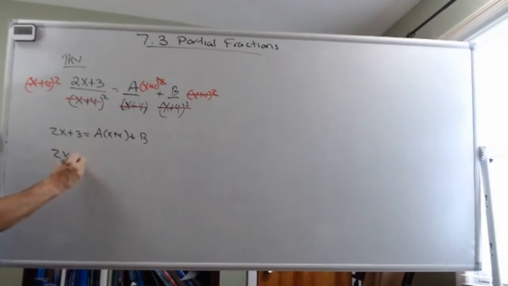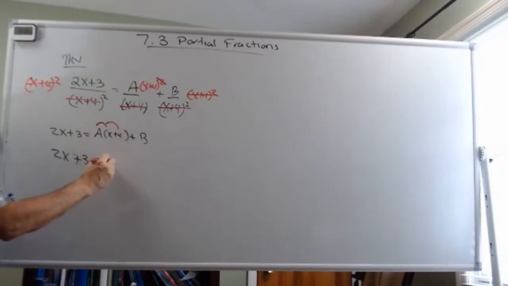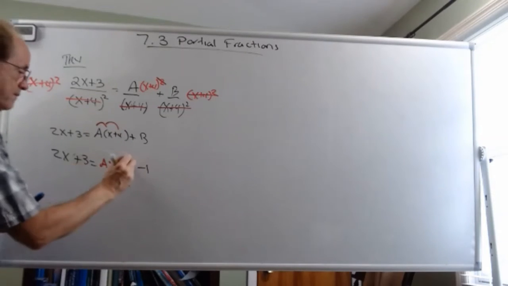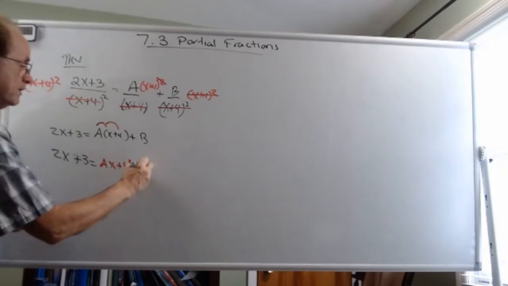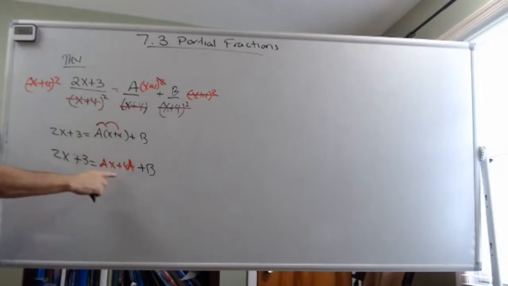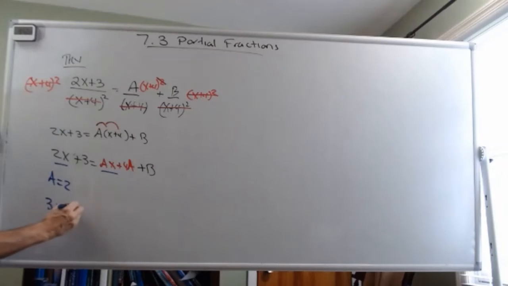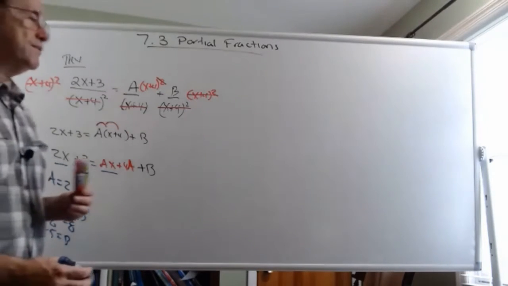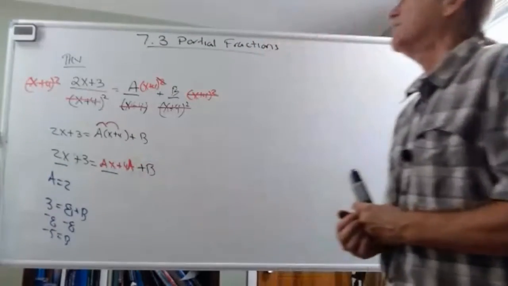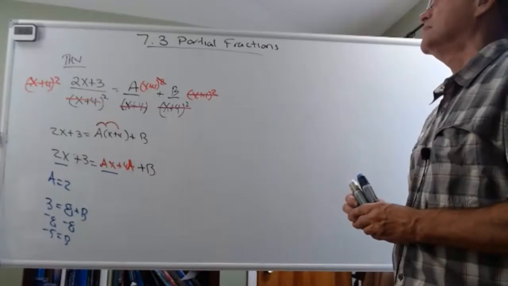So I get 2x plus 3 is equal to, let's distribute that, Ax plus 4 times A, plus B. Now what do I need to do? I need to identify the x terms. I have two x terms, that x and that one, and they have to have the same coefficients. So that tells me right away A has to be 2. Well, if A is 2, then 4 times A is 8. So I have the second equation: 3 is equal to 8 plus B. Subtract 8 from both sides, and I get -5 is equal to B. There it is. A very simple system of equations to solve. That's not too bad. Now practice some of these.